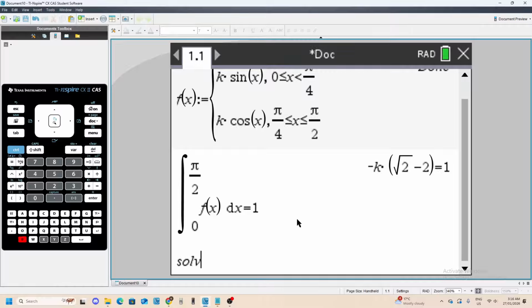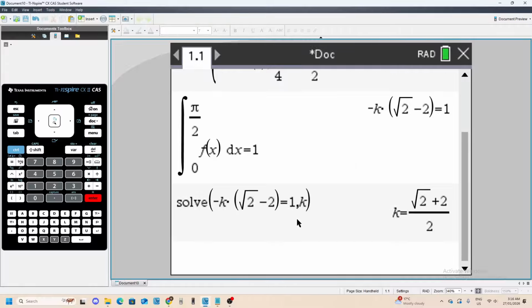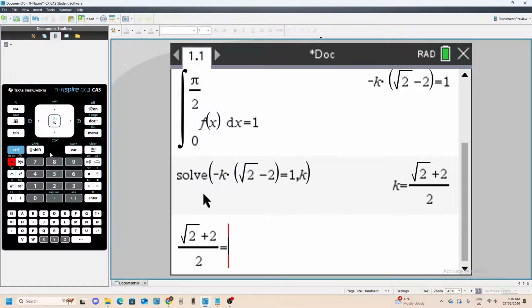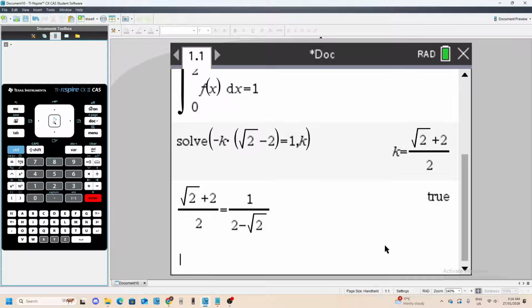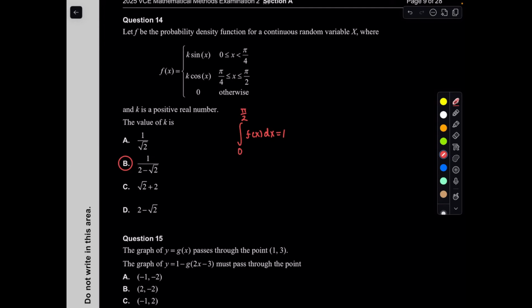And we can solve for k. Beautiful. And that's it. Root 2 plus 2 over 2, which is actually the same as B. Now, for those that don't know, this is just the rationalized form. B is actually the correct answer, because if you take this and make it equal to the answer of B, you can just double check it. So 2 minus root 2 is what? You see, it's true. They're the same thing. It's just rationalized, of course. So 14 is B. Beautiful.